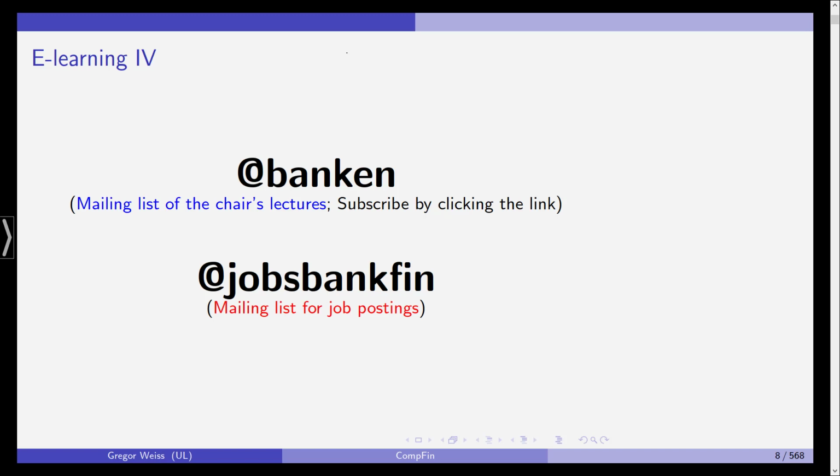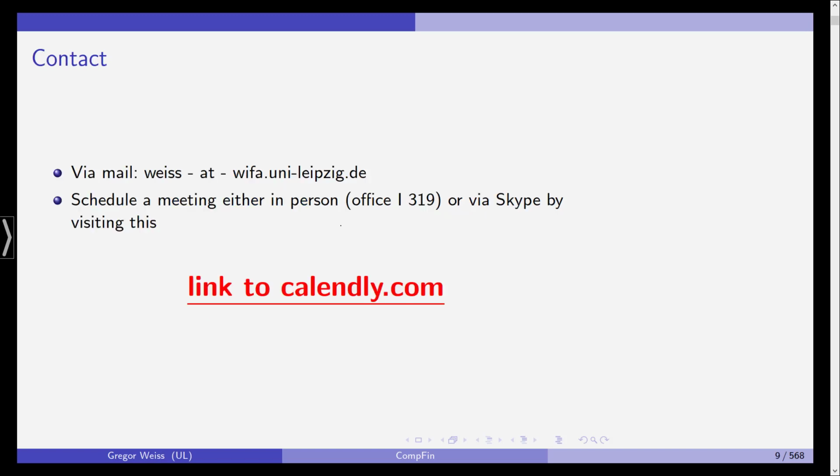And the second one is Jobsbank Fin. Again, you can simply subscribe to this list by clicking on the Jobsbank Fin text. This is a mailing list for job postings and for internships, etc. So just a little bit of help if you're looking for a job or an internship.